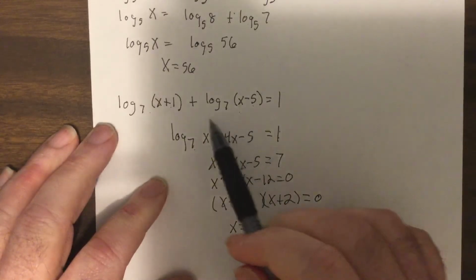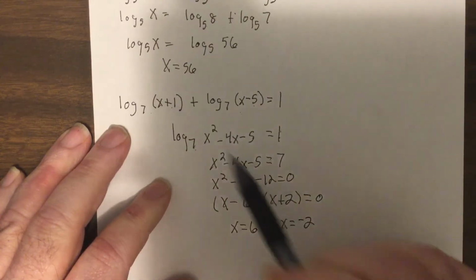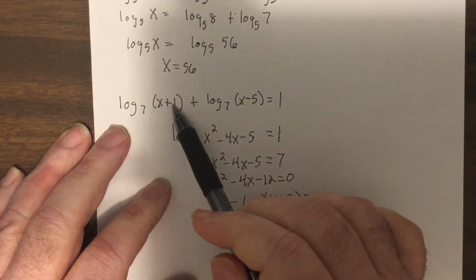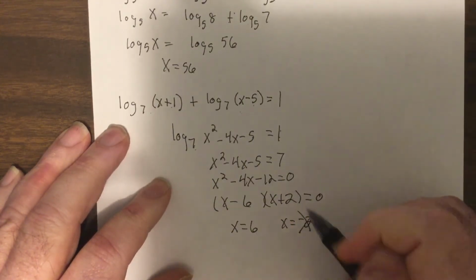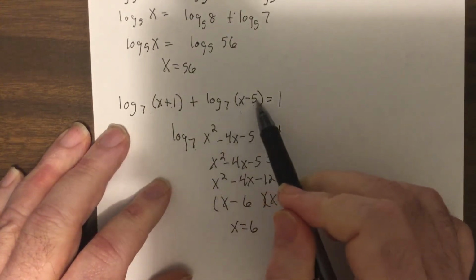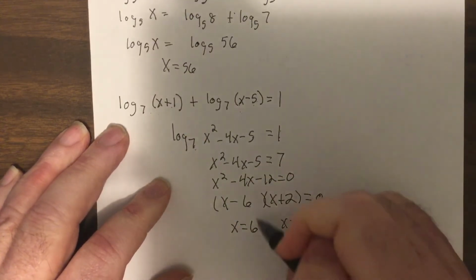Now remember, you can't take the log of a negative. If I put in negative 2, negative 2 plus 1 is negative 1. So I cannot use negative 2. I can use 6 though. 6 minus 5 is 1. 6 plus 1 is 7. So my answer is 6.